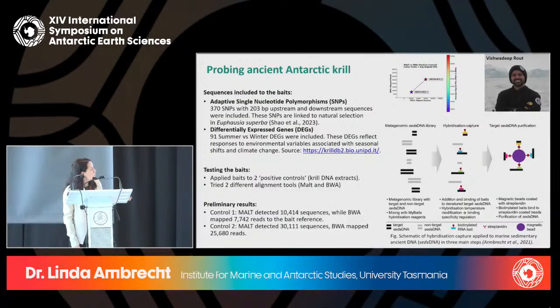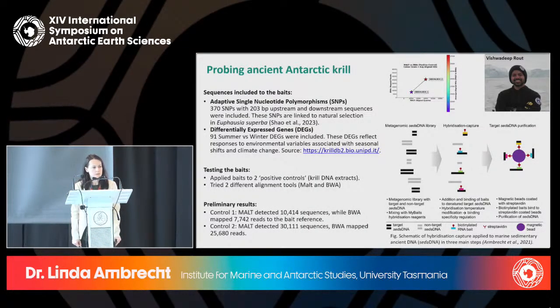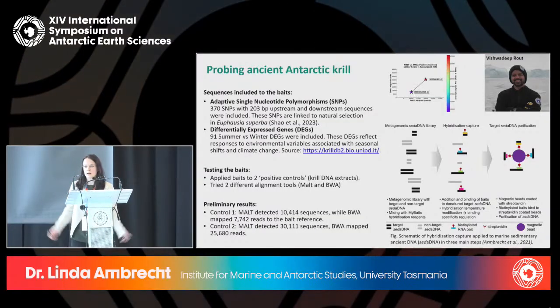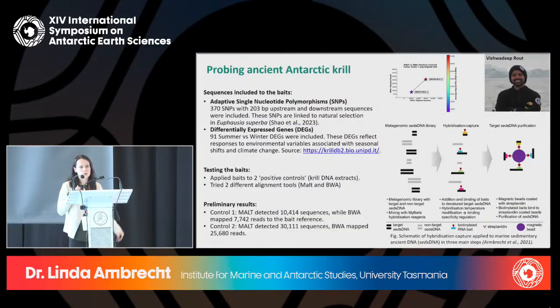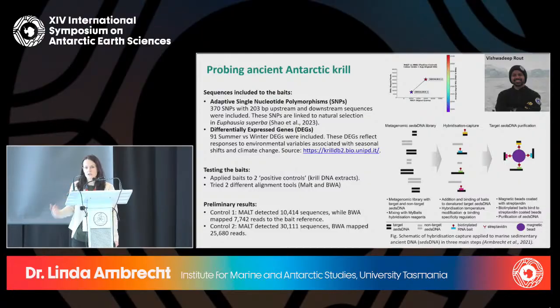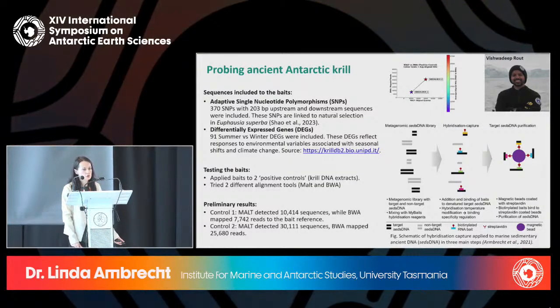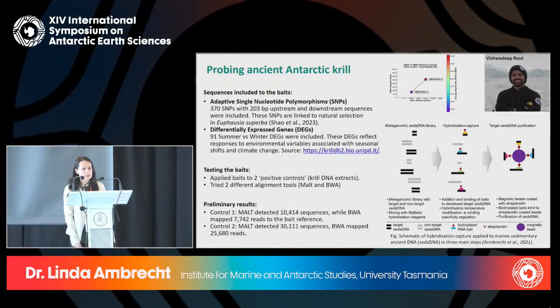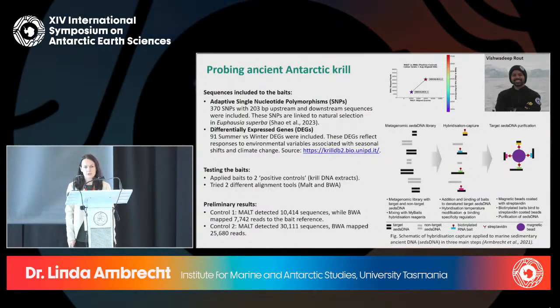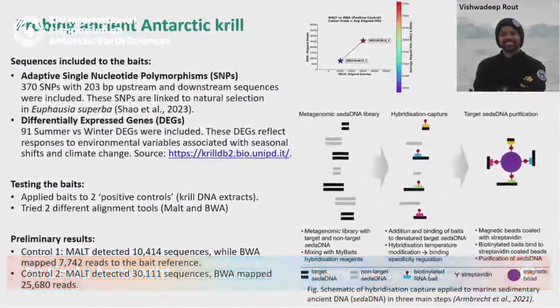Vishwadeep is the student working on the krill project, and so he's been designing an RNA probe set, or a bait set as we call it, for the ancient Antarctic krill sequences. He's selected some genes that have previously been shown to be linked to natural selection, and so we're targeting those ones specifically. So he's designed the set. He's now testing it. He's tested it on modern samples to start with to see if they actually capture what he wants to capture. They did, which is a great sign. And so now he's applying this to the extracts that we've got from around Antarctica.